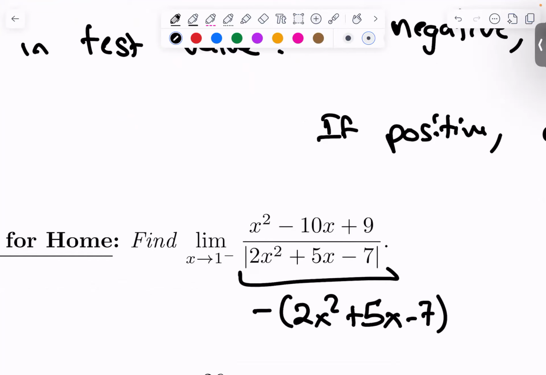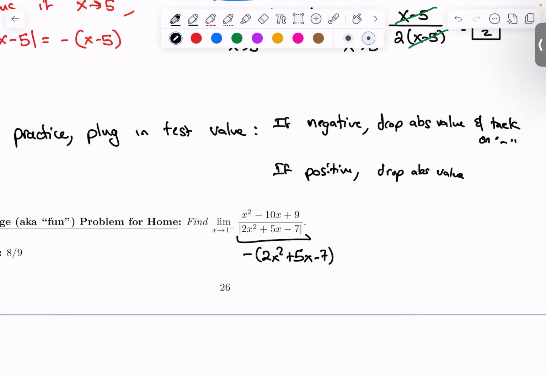Let's check that out. 2 times 1.01 squared plus 5 times 1.01 minus 7. We get positive 0.092. So when you go for numbers larger than 1, the inside is positive, making the absolute value symbol redundant. So we're out of time, but when we come back, we will do another example of this. So don't fret too much on this. We'll talk about it again. We'll do an extra example when we get back, okay?